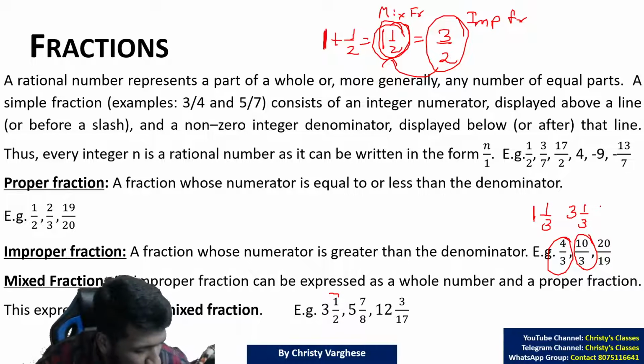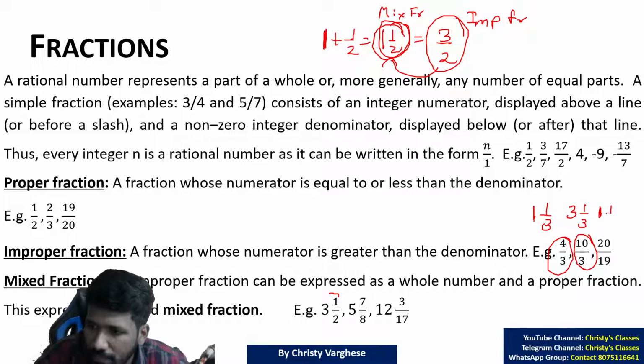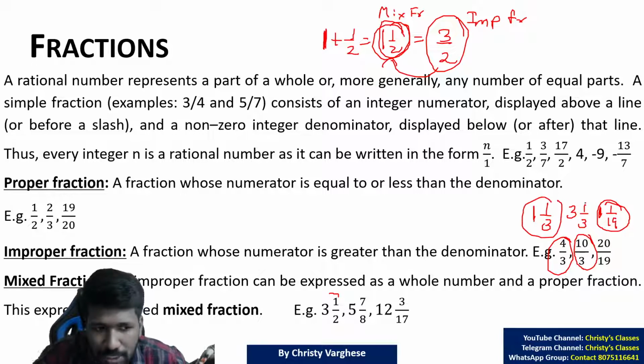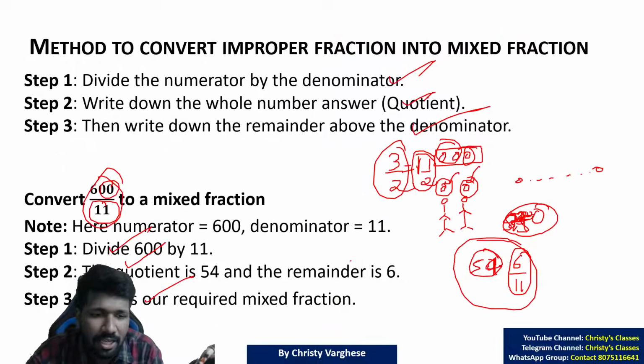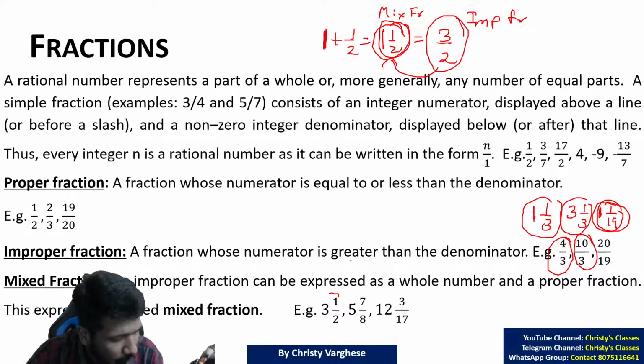19 mango divided among 19 people, 1 mango each. Then 1 mango divided among 19 people, 1 by 19. So that is a corresponding mixed fraction notation. Please learn this in case you don't know this, because this is needed in upcoming chapters. So I hope all of you understood it.